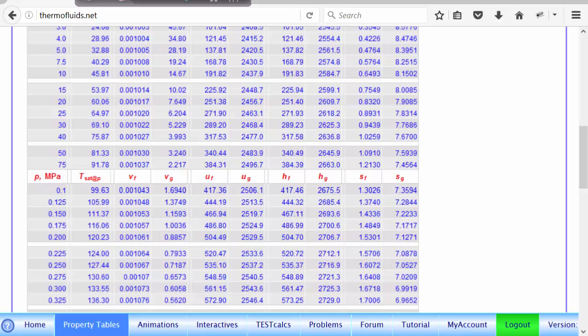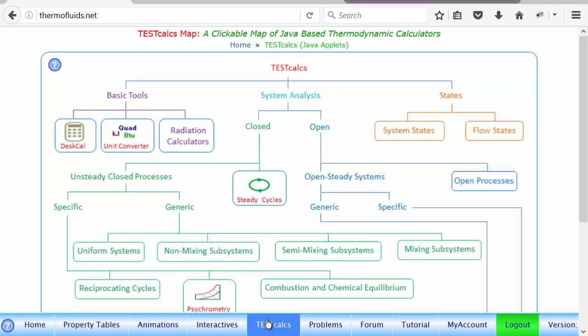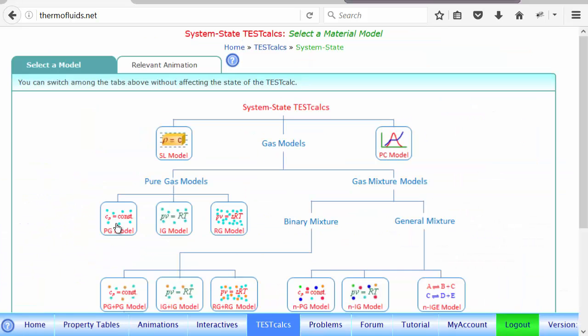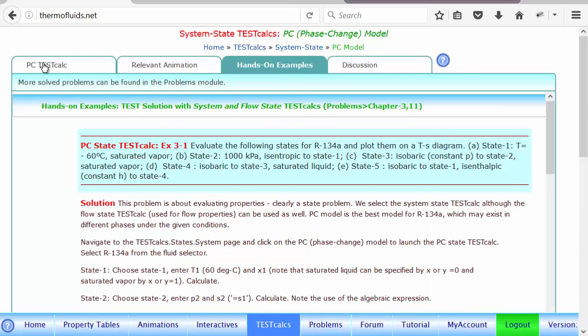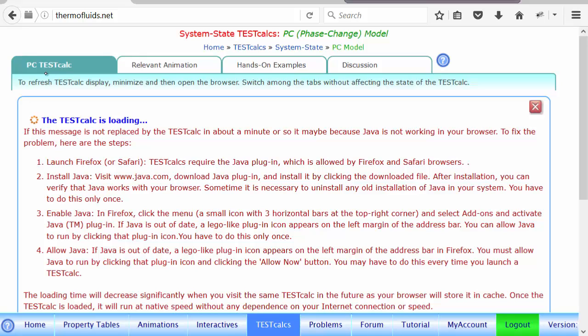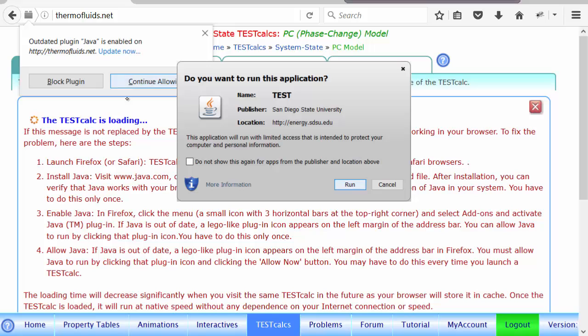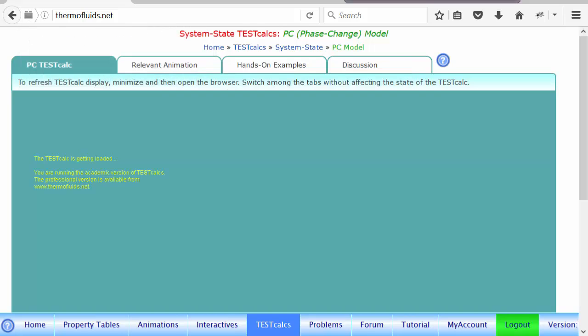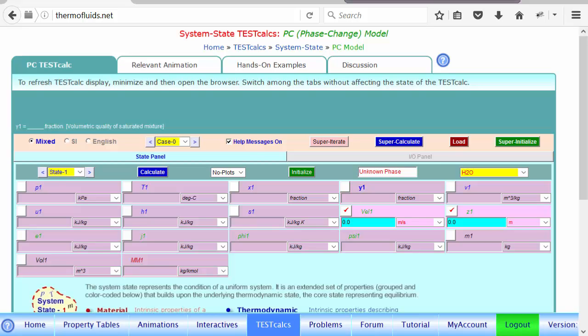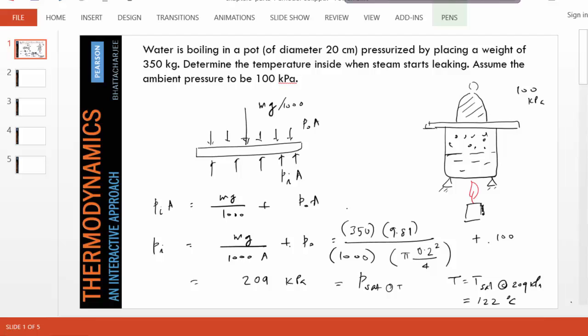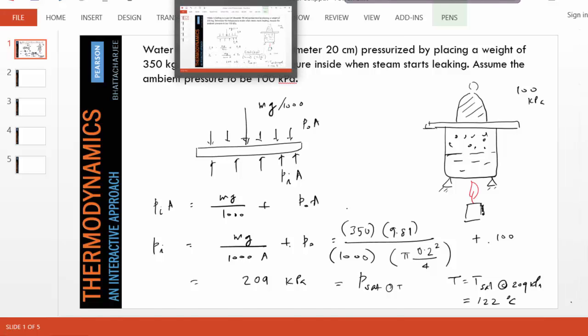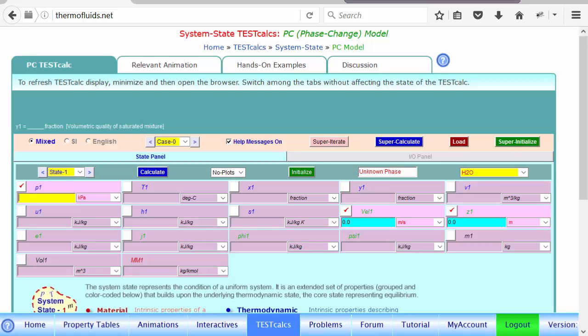In that case, you have to start the test calc. To start the test calc, we go to the test calc tab, and we want to find a system state and PC model. Where is the PC model? Right here. We click there, and coming here should start it on this tab. But if it doesn't start, you go there and make sure Java is allowed. It is allowed. Now it's a run. And recall what we are trying to find. What we are trying to find is the saturation temperature at 209 kPa. So we enter 209 kPa to be our pressure.